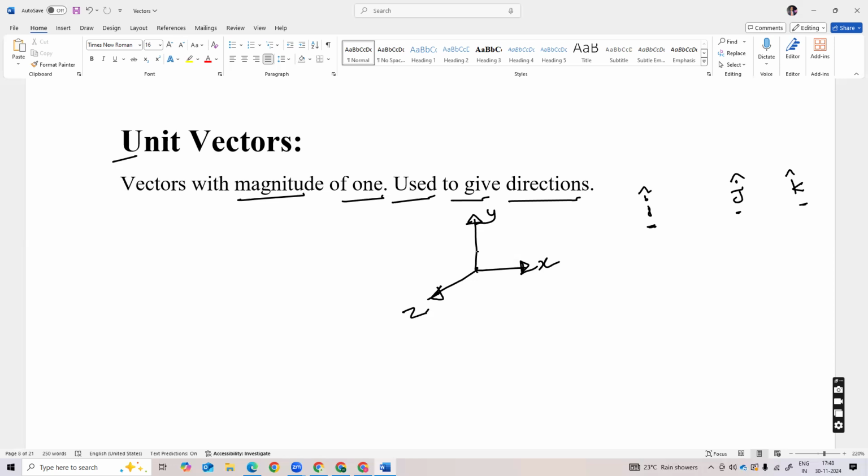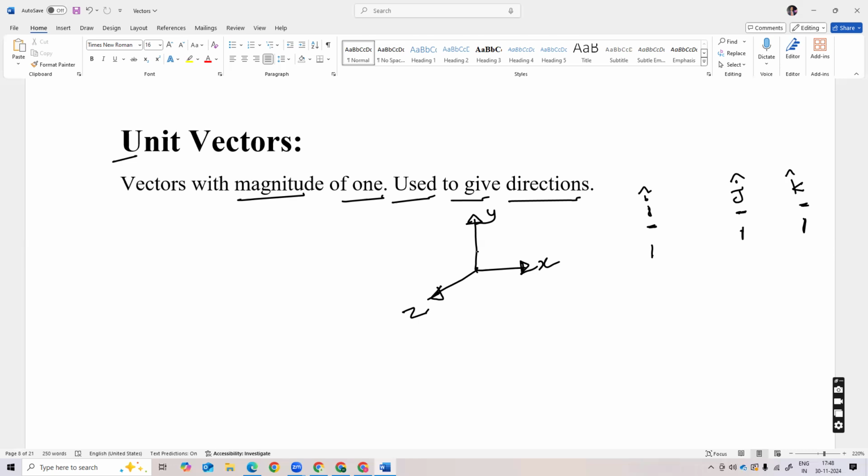Basically the magnitude of this i unit vector is 1, the magnitude of j unit vector is 1, and the magnitude of k is also 1, whereas i unit vector is pointing in the positive x direction, j is pointing in the y direction, and k is pointing in the z direction.